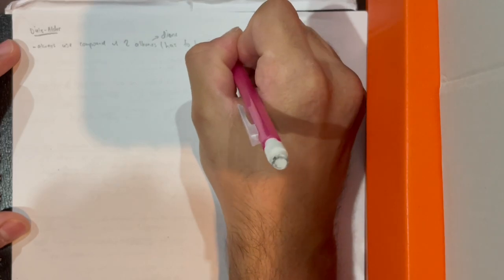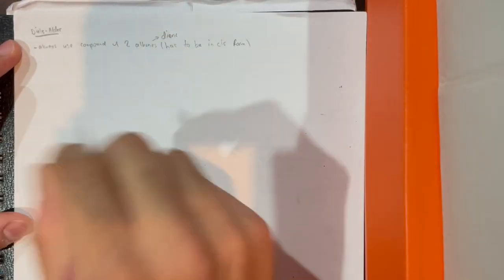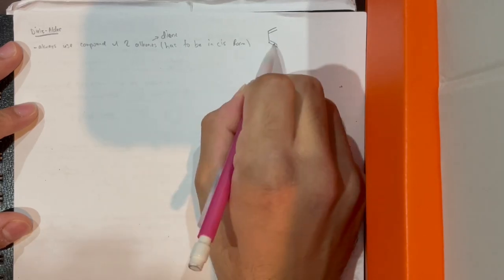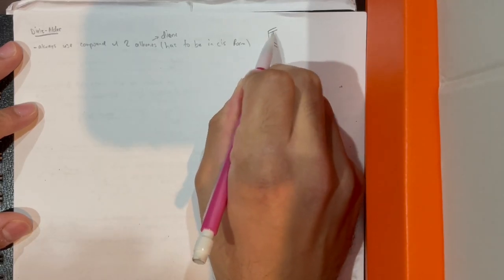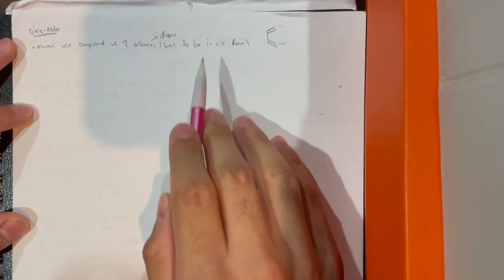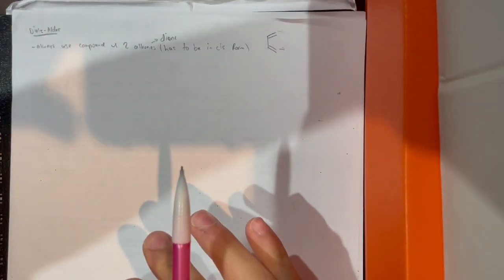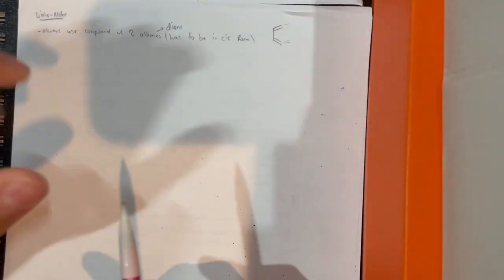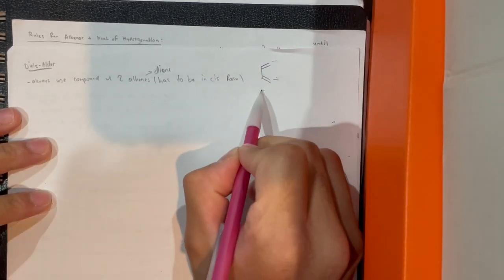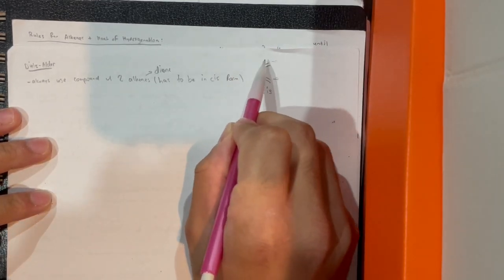in cis form. What does cis form mean? Example. This is cis. Both of the alkenes are facing the same kind of direction. They're both facing here. Oh, my phone is just being cranky, I guess. Apologies again. Okay. This is an example of cis because both the alkenes are pointing in the same direction.